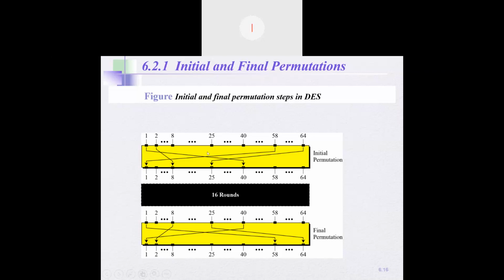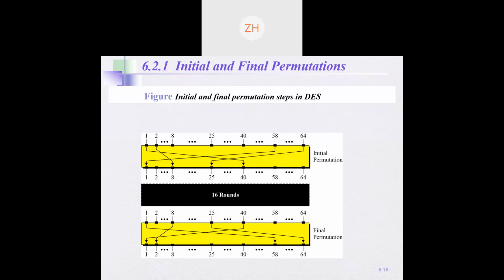64, okay? From 1 until 64. As you can see from here, bit 64 now moves to bit 25, for instance. Bit 1 moves to bit 40. We just remove the bit, we just rearrange the bits. This is called permutation.